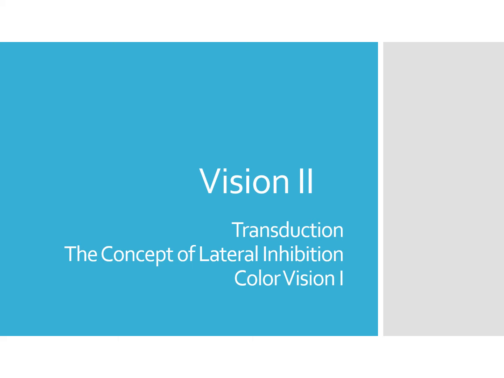We're in the second part of vision. I'm going to start out by going over transduction, so repeating that for one of my classes. Then go over the concept of lateral inhibition, starting with the neuron's receptive field and how this inhibition is part of the communication across the retina. And then I'll just start talking about color vision in this section, and then I'll have to finish it in the next section.